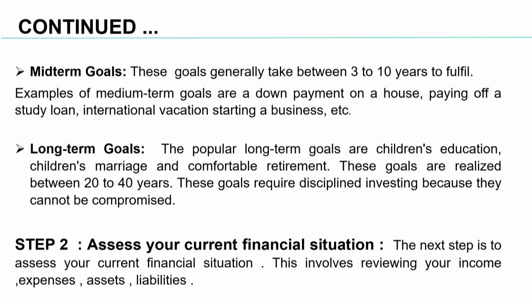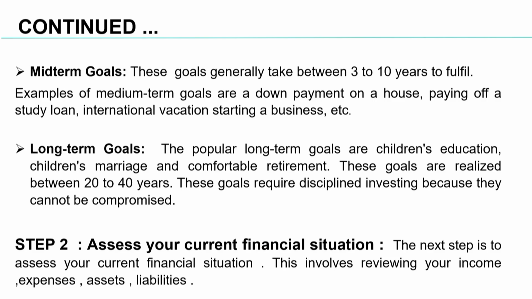These goals are realized over a time span of 20 to 40 years. These goals require disciplined investing because they cannot be compromised in any situation. Some of the popular financial goals that an individual may prepare are to make a budget and live by it, pay off credit card and debit card expenditures, save an emergency fund, and save for your retirement.